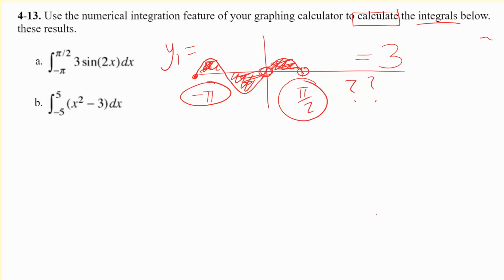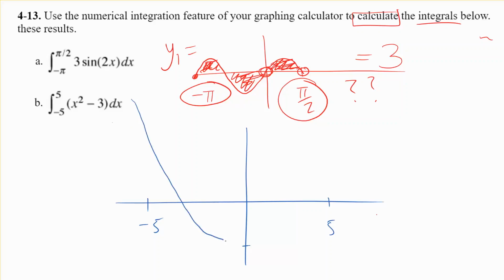All right, let's take a look at the next one. The integral from negative 5 to 5 of x squared minus 3. And that should look like some kind of a parabola. At negative 5, it should be at like 22.